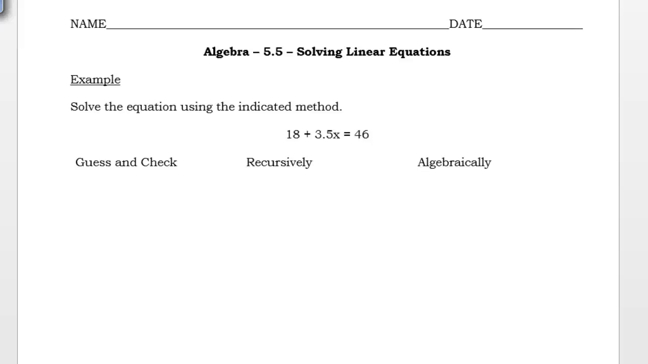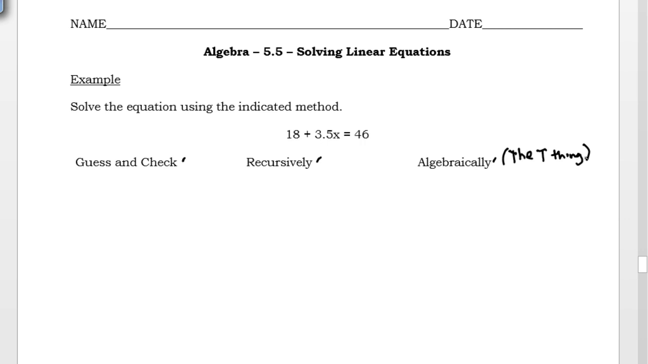This is Algebra Lesson 5.5, Solving Linear Equations. The first example is: solve the equation using the indicated method. So I have an equation, 18 plus 3.5x equals 46. And I have three different methods. I can use guess and check, I can solve recursively, or I can solve algebraically. Algebraically is the one that I always hear the T thing from for these students.